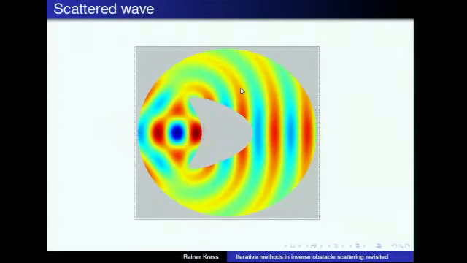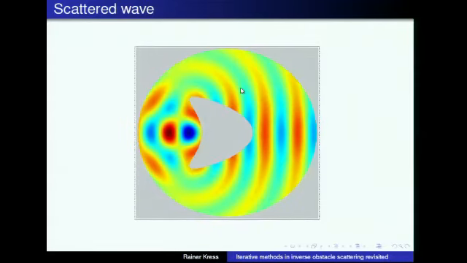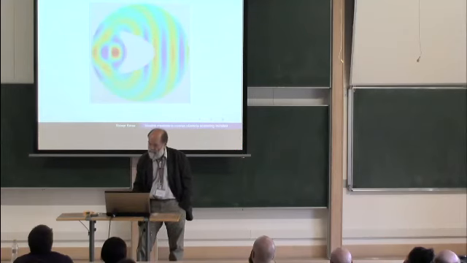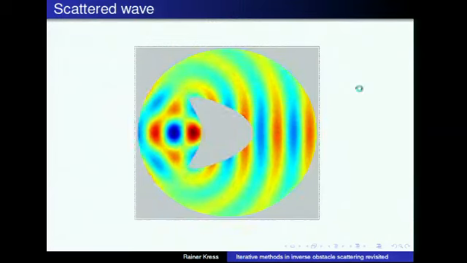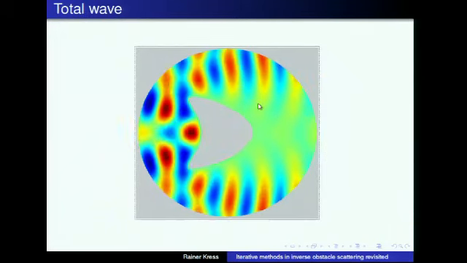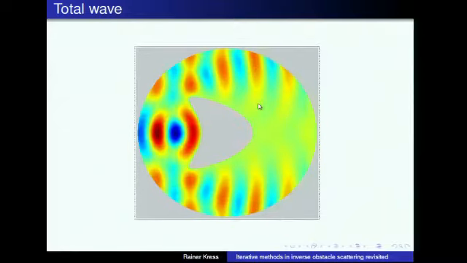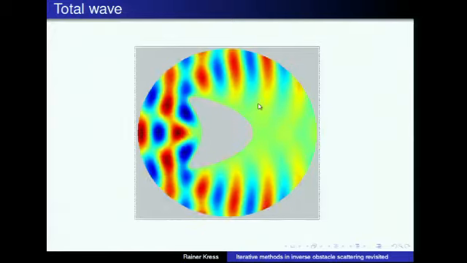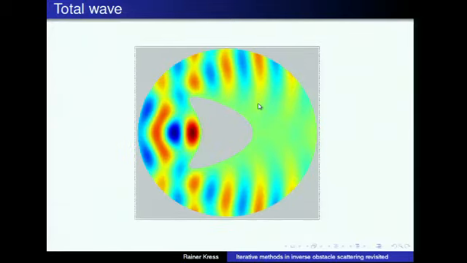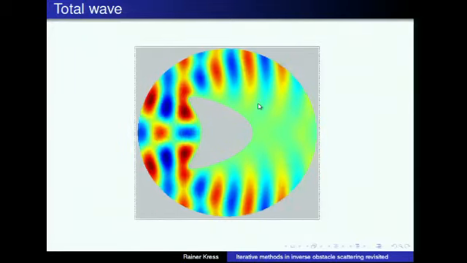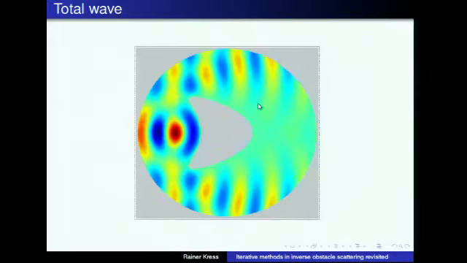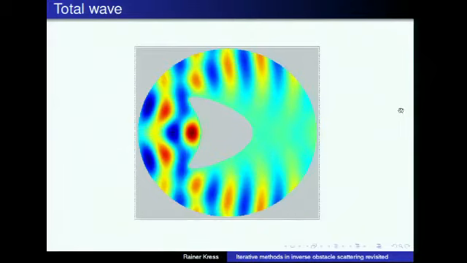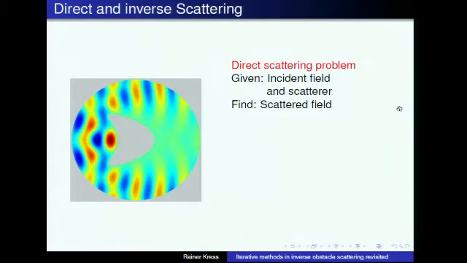And this perfect conductor now gives rise to a scattered wave, and it is obvious that the sources of the scattered waves are lying on the boundary of the scatterer, and this scattered wave has to be added to the incident wave to make the total wave, and we see that the total wave actually vanishes on the boundary of the scattering object. And now we have two different types of problems.